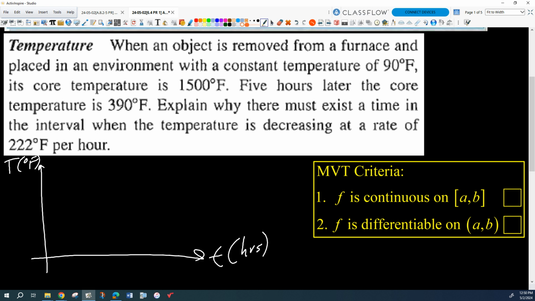Okay, good. So we know that it starts off at 1500, so at time 0, right? That'd be when we start the clock. We're up here at 1500. What else do we know? Okay, 5 hours later, it's 390. So at t equals 5, down here somewhere, we're at 390, right?